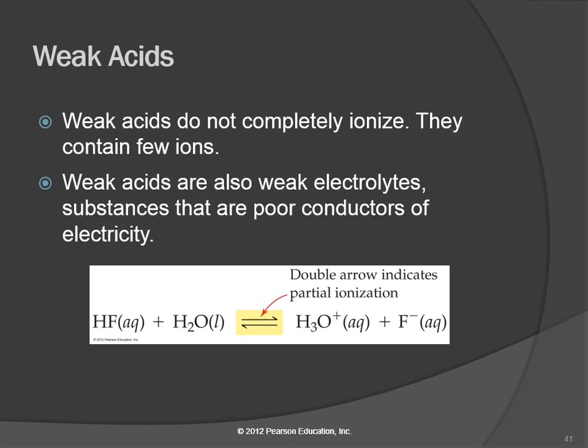Weak acids don't ionize completely. They ionize a little bit. So hydrofluoric acid is weak. You put it in water, and some of them give up their hydrogen ions and some don't. And so we get some hydronium, we get some fluoride, but this is partial ionization. We do have an equilibrium going here. There are significant amounts of the reactants present.